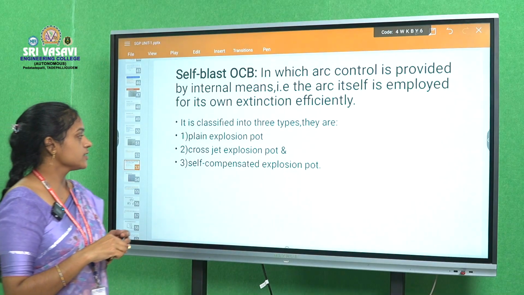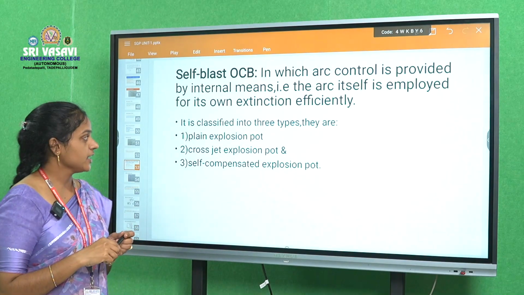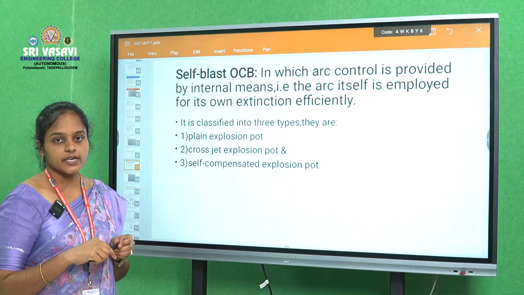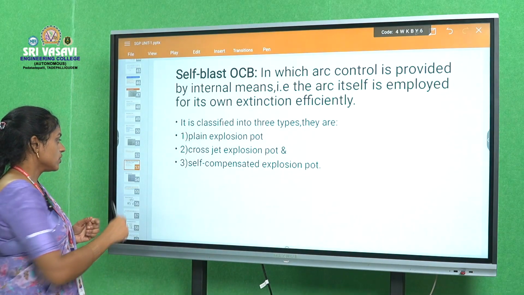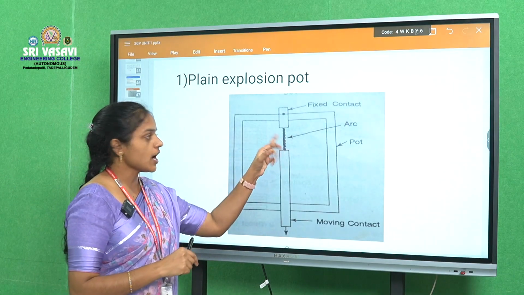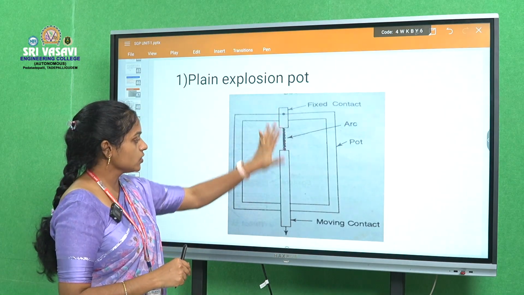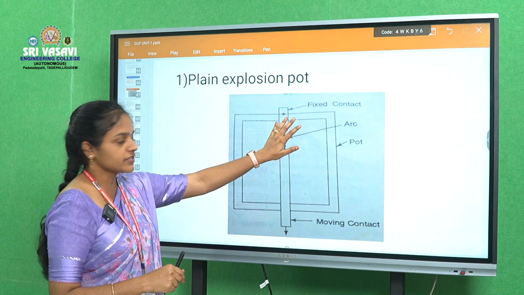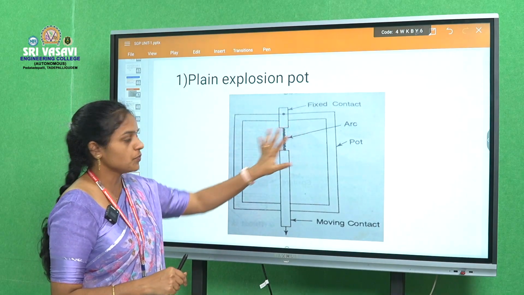Again, the next one is the self blast circuit breaker. Self blast circuit breakers are of three types: plain explosion pot, cross jet explosion pot, and self compensated explosion pot. In the plain explosion pot, the length of the arc is increased. Here also two contacts are present. These two contacts are immersed in oil and fixed in a closed chamber, a closed pot.